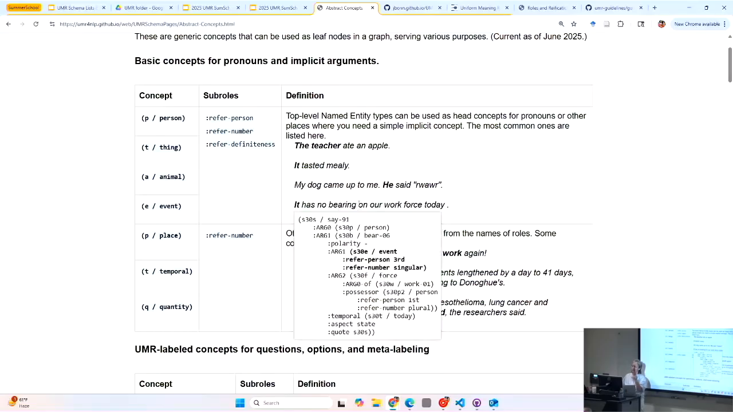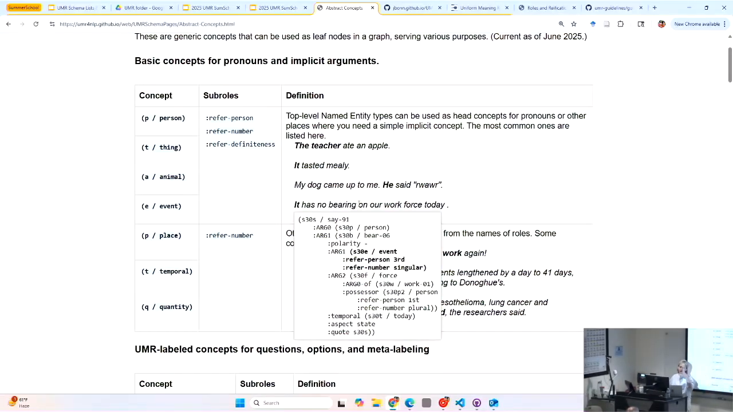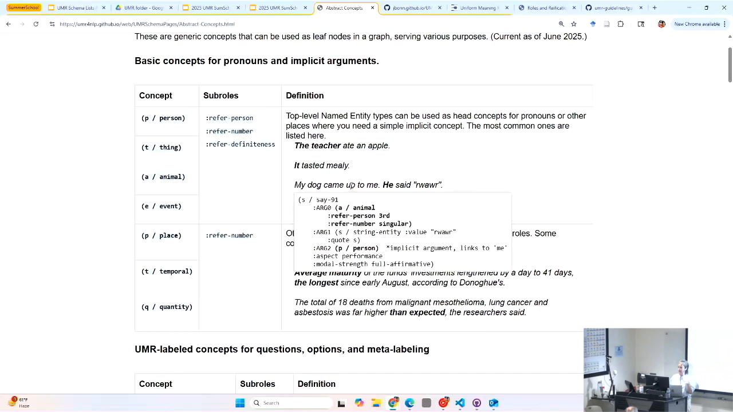So the annotator has decided that it is an event. So rather than just putting the thing, which is what we probably would have done in AMR, you can actually put event. My dog came up to me, he said, "Rawr." The dog is an animal.